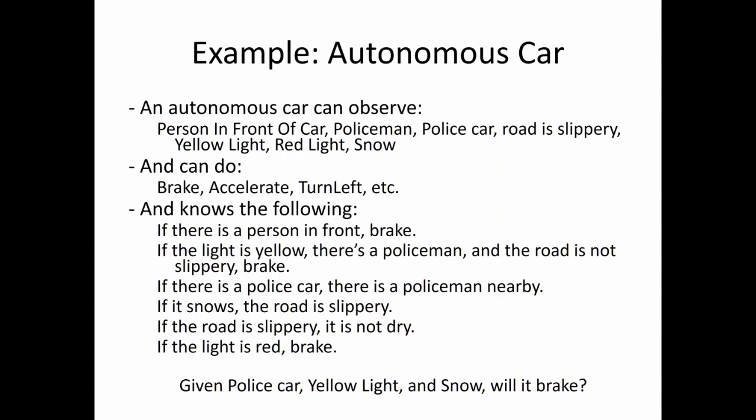There are different ways to go about it, but there are only 3 cases in which the car brakes. In the first case, we have to know if there's a person in front, which we don't know, so we can't use that rule. In the second case, we have to know that the light is yellow, which we do know, and we have to know if there's a policeman, and we have to know if the road is not slippery. We know that there's a policeman because we know there's a police car, and if there is a police car, there is a policeman.